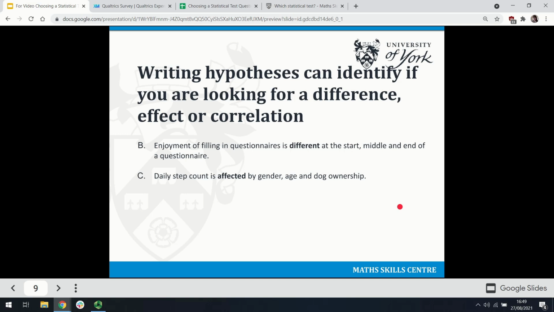The other thing that writing a hypothesis can force you to do is clarify what you're looking for. Are you looking for a difference, an effect, a correlation? And sometimes that will help you decide the stats test.